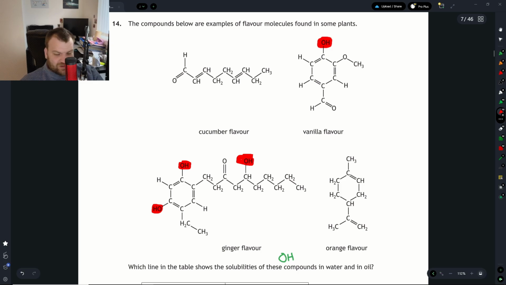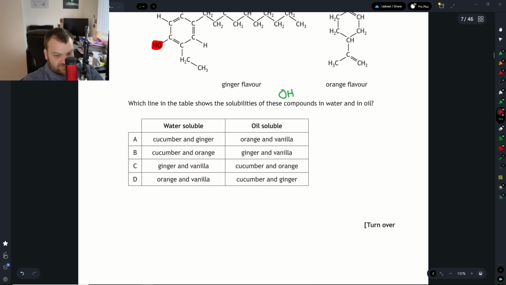The cucumber and orange are made up mostly of carbons and hydrogens. Cucumber has got an aldehyde group, the C double bond O with an H, but that won't be enough to make it dissolve in water, especially when you compare it to the hydrogen bonding that ginger and vanilla are capable of because they have got that hydroxyl group. So ginger and vanilla are water soluble, that makes our answer C, with the cucumber and orange being more oil soluble because they are non-polar molecules.